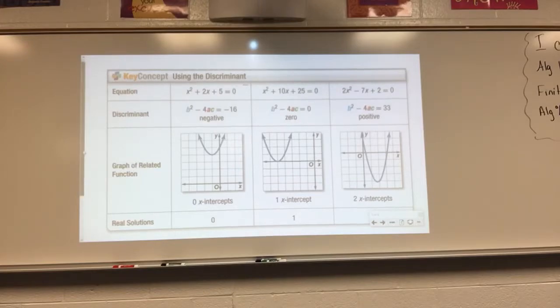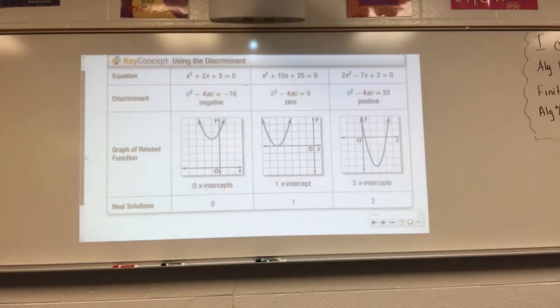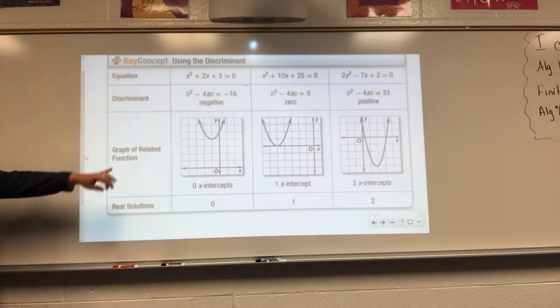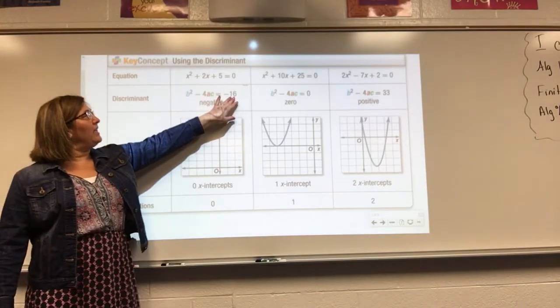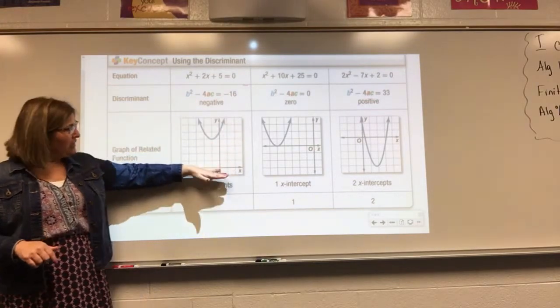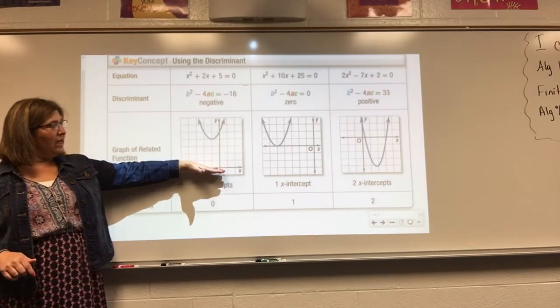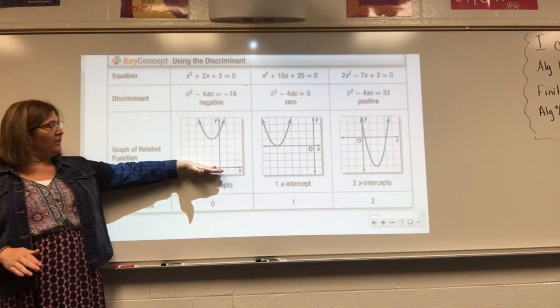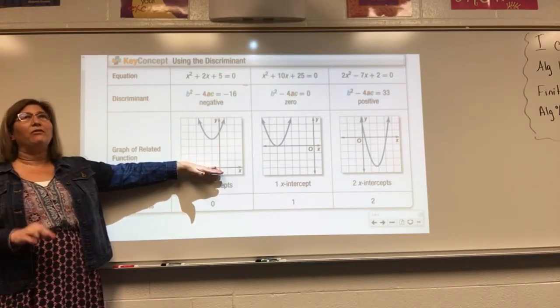Please don't write this down. But what this is showing you, the discriminant of this is -16. We just said that negative numbers have no roots, so it's an example of a graph that will not go through the x-axis. They do not have x-intercepts, which means they don't have roots.